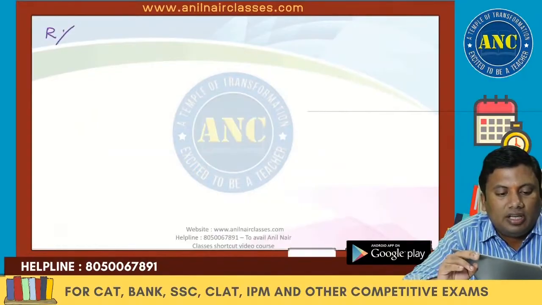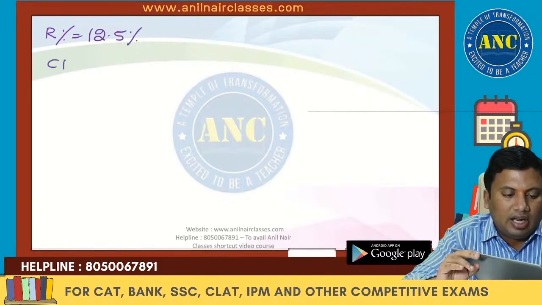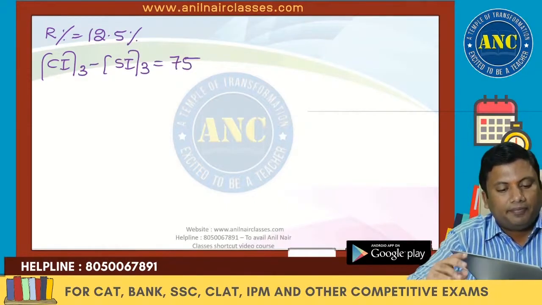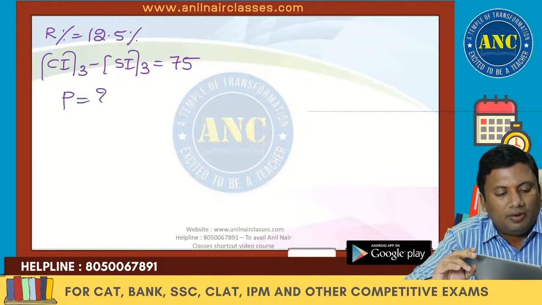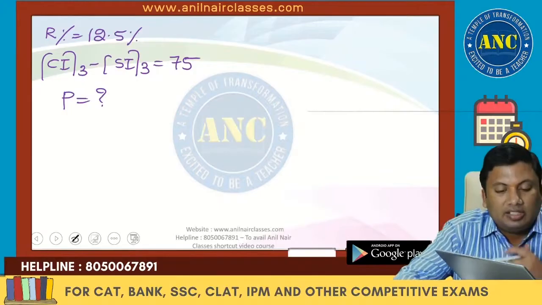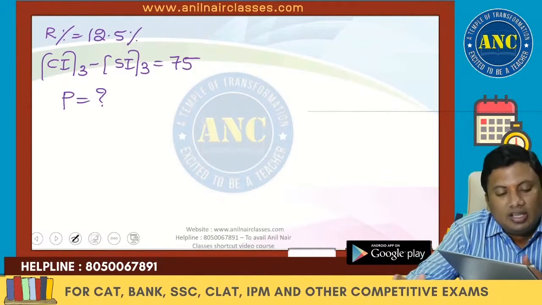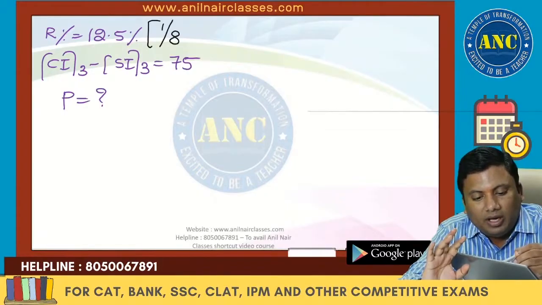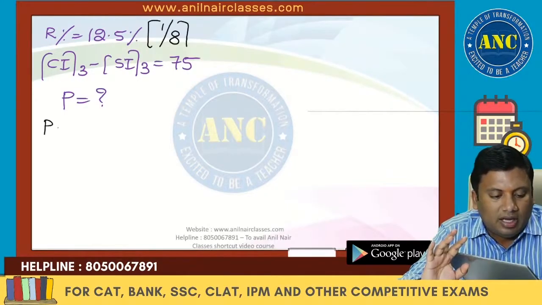R percentage is 12.5 percentage. Directly we will get the answer. CI for 3 minus SI for 3 is 75. Find the principal value. Now see, R percentage is 12.5 percentage, which is nothing but 1 by 8. If it is 1 by 8, P will be 512.